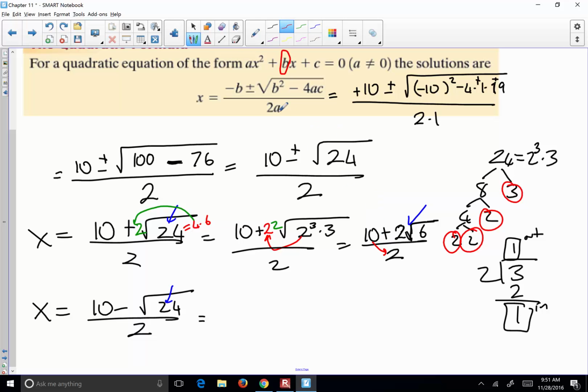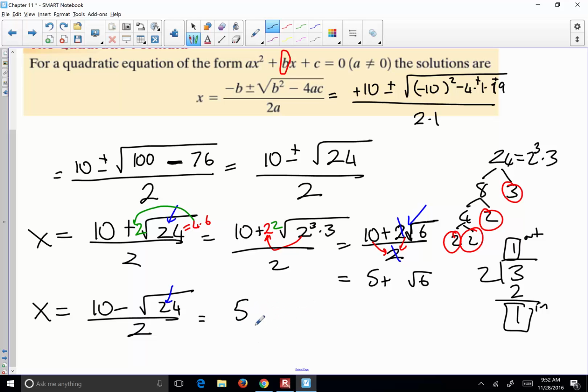You can divide 10 by 2, make this 5, 10 over 2. And are you going to leave the other part the same, 2 root 6? No, you need to also divide this part by 2. 2 and 2 will cancel, so you no longer have a 2 in front of the root 6. Half of 10 is 5. Half of 2 root 6 is just root 6. So this is the best answer you can put this result into.